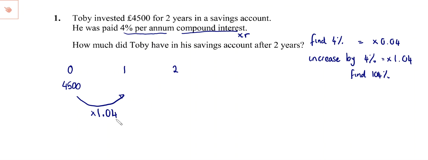Go for it. Have you done it straight away to the end there? So I'm going to do it straight away. I'm going to say it's 4,500 times 1.04 squared. What do you get? I don't even need the middle term.